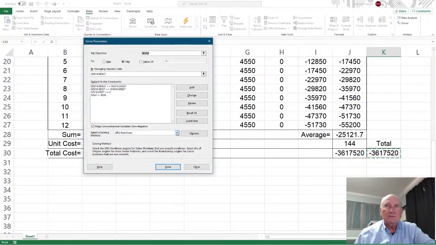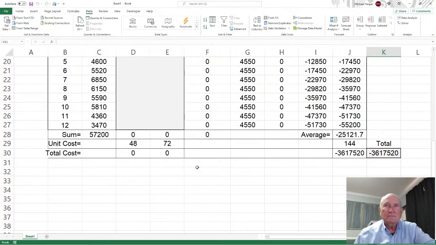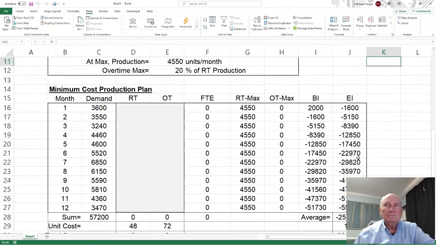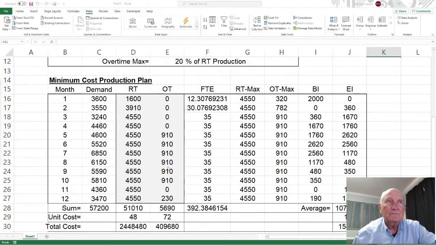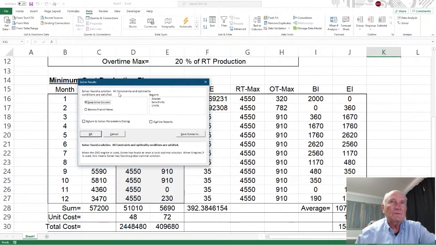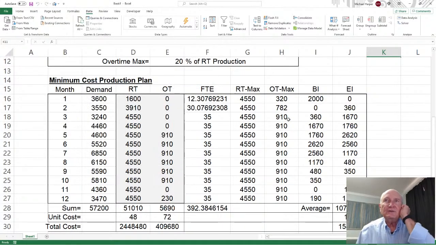Non-negativity constraints. Here, let's do the simplex algorithm, and let's go ahead and solve this thing. Whoops, I missed the solve. Here it is. Okay, let's solve this thing. It found a solution. Solver found a solution, and I say OK. But let's make sure this is right.